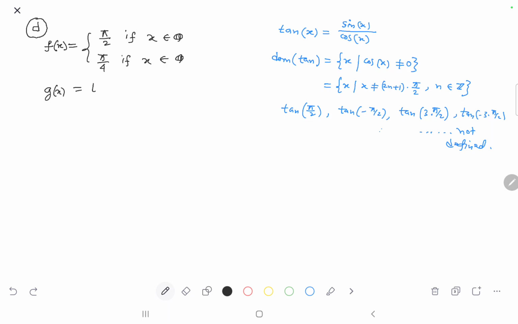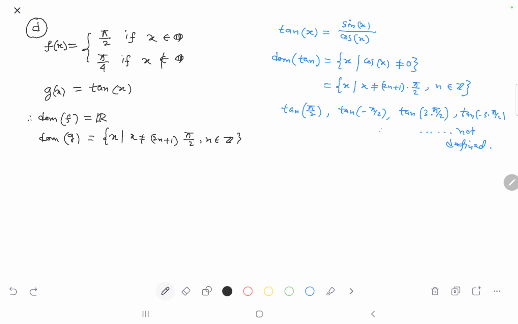g is defined by tan of x, right? As we know, what is the domain? The domain of f is all real numbers by definition. You can take rational, you can take irrational. At rational, it takes pi by 2. At irrational, it takes pi by 4. What is the domain of g? All numbers except odd multiples of pi by 2.